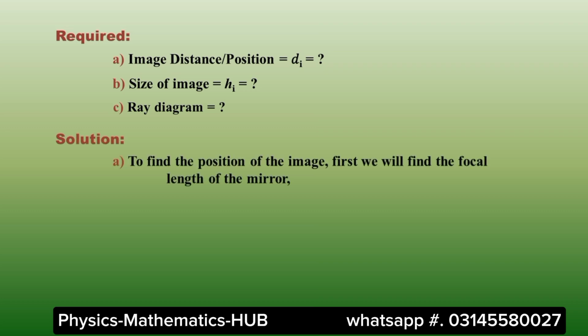To find the position of the image, first we will find the focal length of the mirror. Focal length of the mirror is equal to the radius of curvature divided by 2. So putting values, f is equal to 30 divided by 2. After simplification we get f is equal to 15 centimeters.